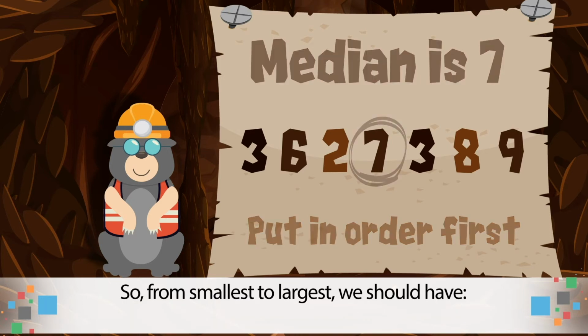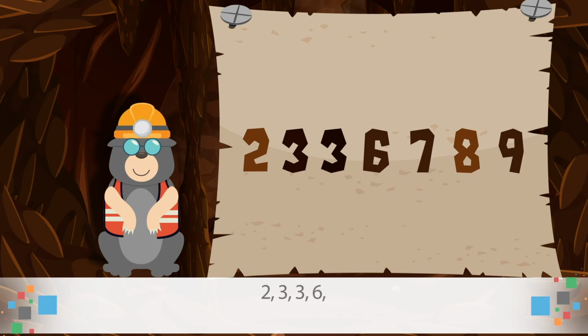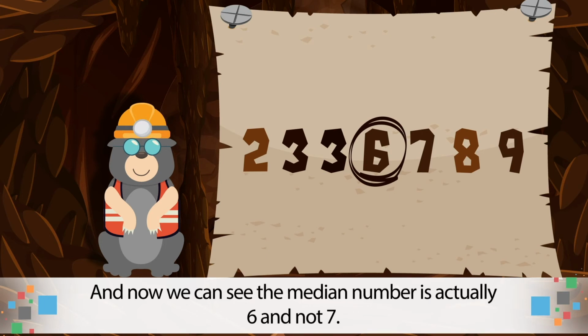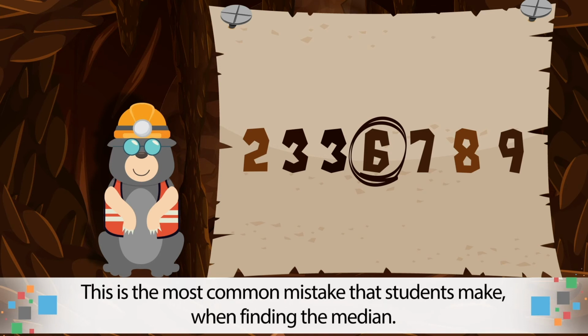So from smallest to largest, we should have 2, 3, 3, 6, 7, 8, and 9. And now we can see the median number is actually 6 and not 7. This is the most common mistake that students make when finding the median.